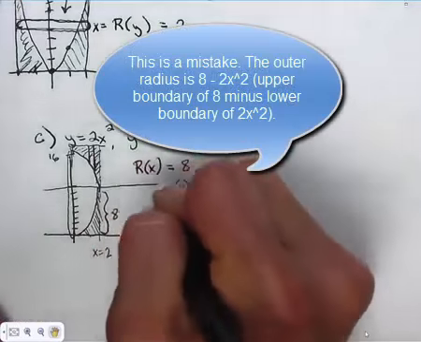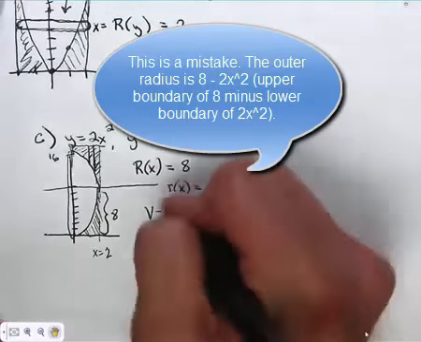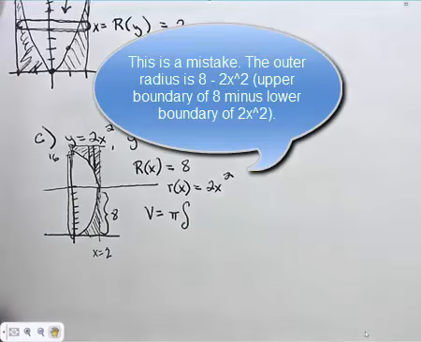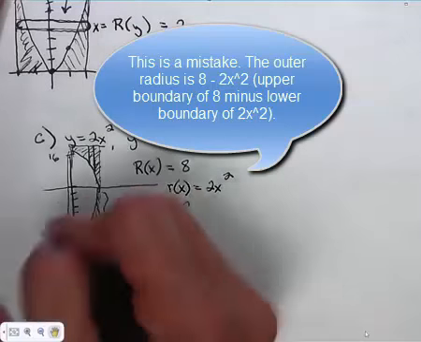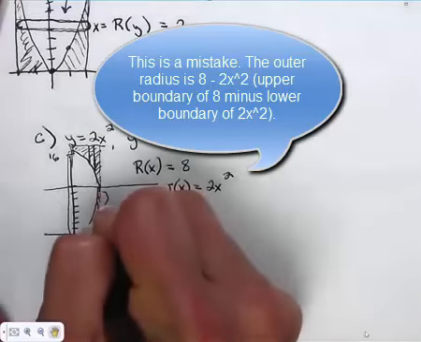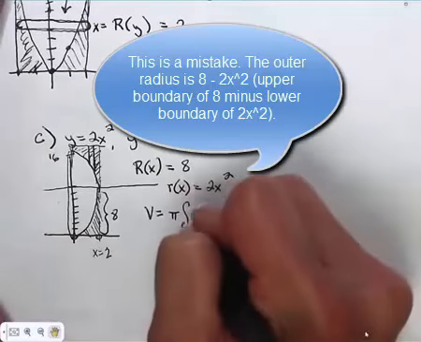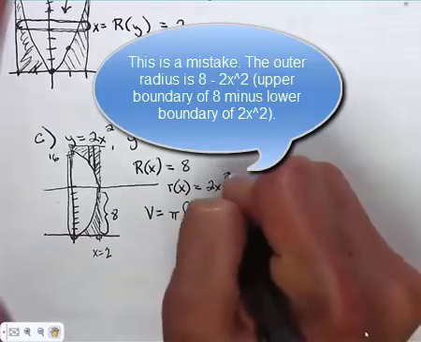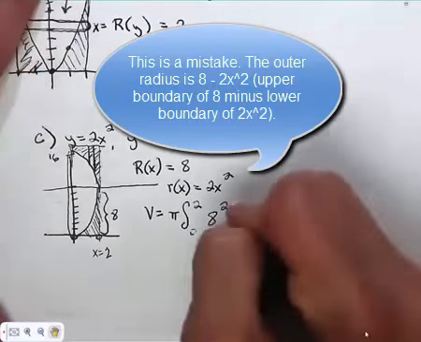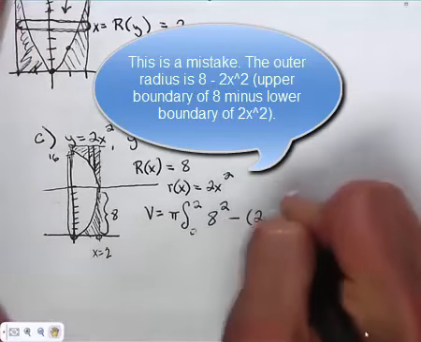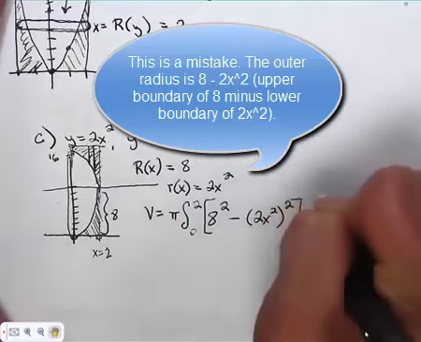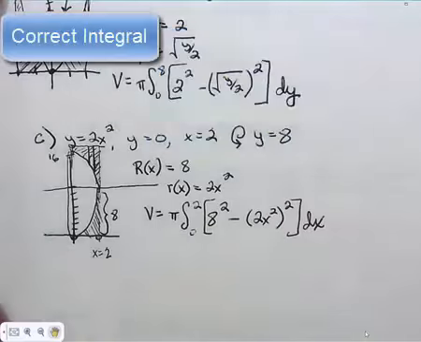So the volume of that solid is going to be pi times the integral from where to where? 0 to 2, because I'm using x values instead of y values. 0 to 2 of outer radius squared minus inner radius squared with respect to x.